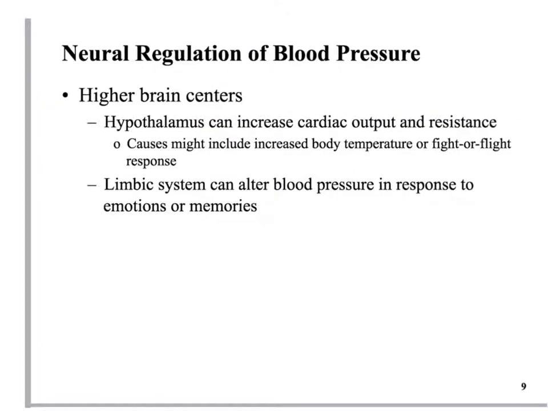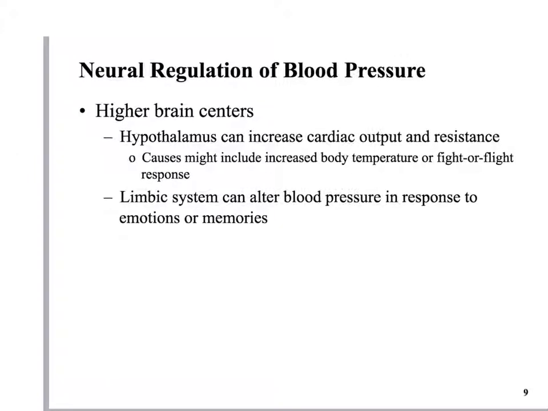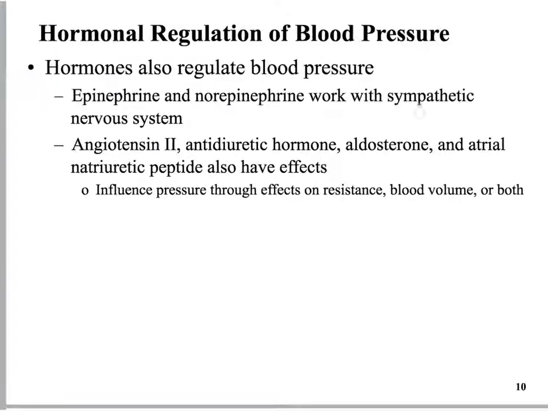You also have some higher brain centers. The hypothalamus can increase cardiac output and resistance, right? Increase body temperature, the fight or flight response. And the limbic system, which is important for emotions, can alter blood pressure in response to certain memories and emotional states. Okay? Questions?